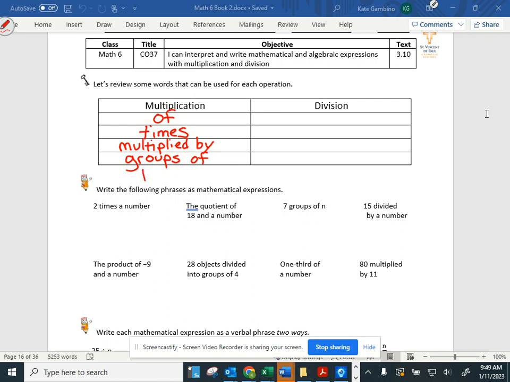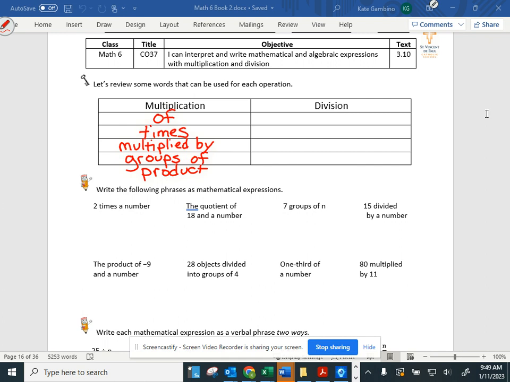And one more we're going to put right underneath. We're going to write product. So if it's the product of something, we are multiplying them together. There are other words that would work, like Matthew had said, doubling, tripling, but you have to know specifically which number you're multiplying by. If you're doubling, you multiply by 2. If you're tripling, you multiply by 3.